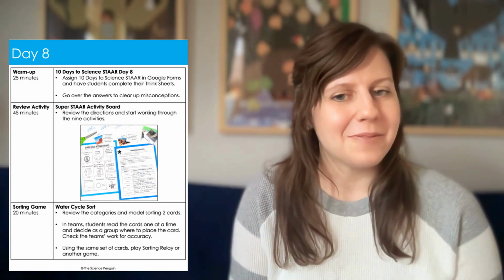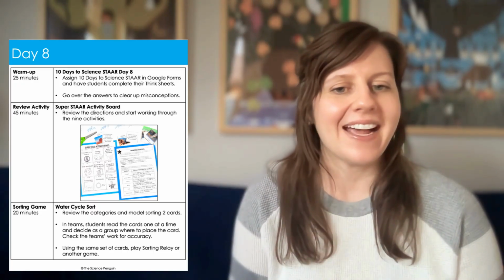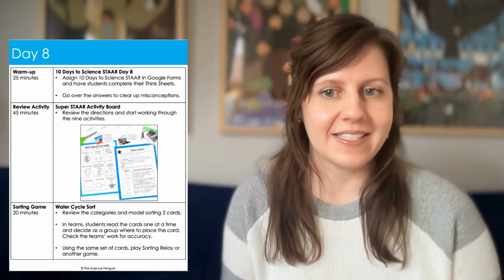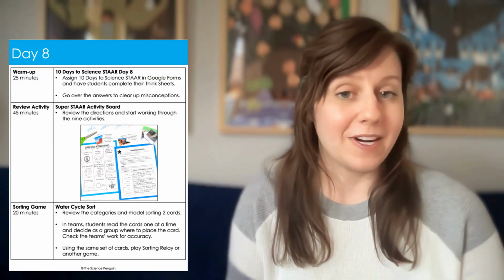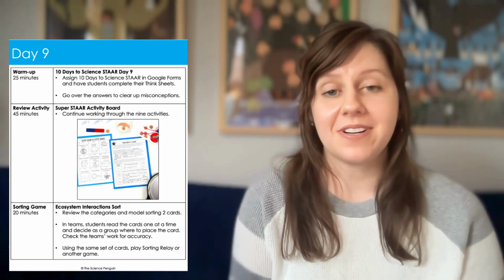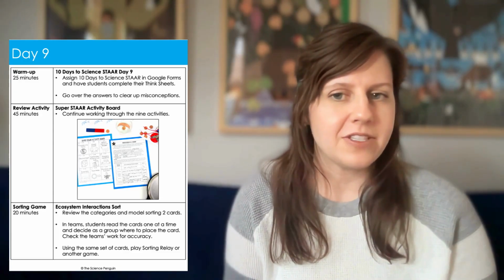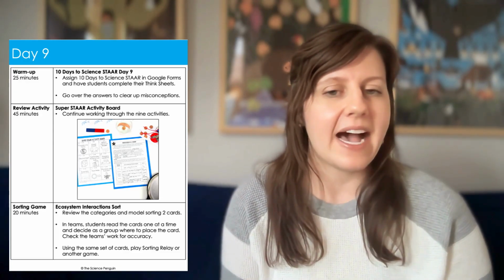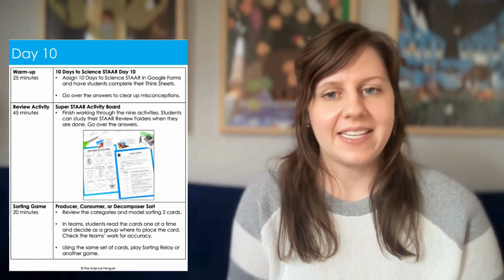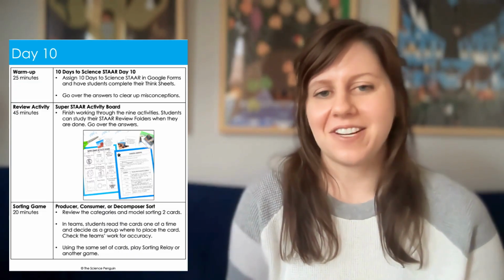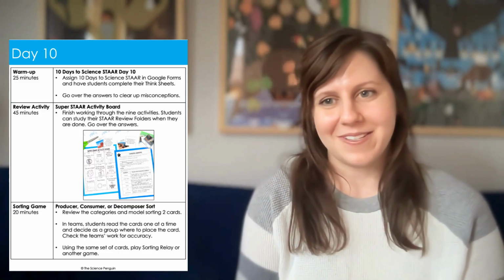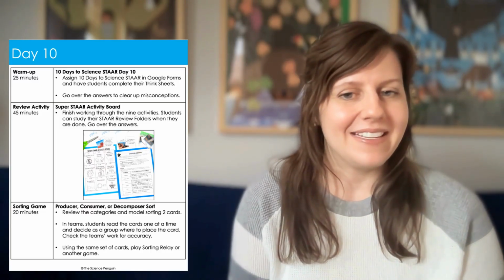On day 8, do the warm-up, then start on the STAAR activity board, which includes 9 stations to review the most important TEKs. Follow up with the sort for water cycle vocabulary. On day 9, do the warm-up, then continue the STAAR activity board. End with a sort to classify ecosystem interactions as with an abiotic factor or biotic factor. Finally, on day 10, do the final warm-up, finish and go over the stations, and end with a sort for producers, consumers, and decomposers. I know this was a lot, but you've also got this.